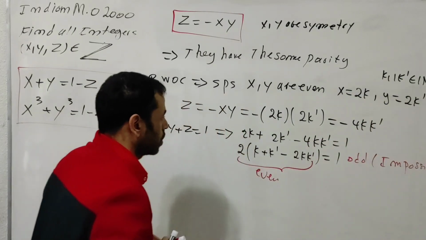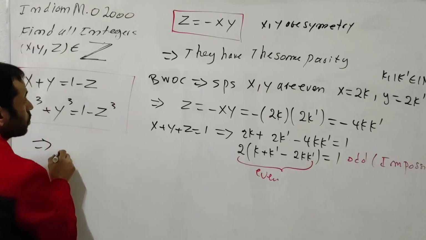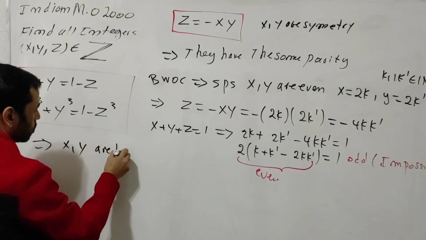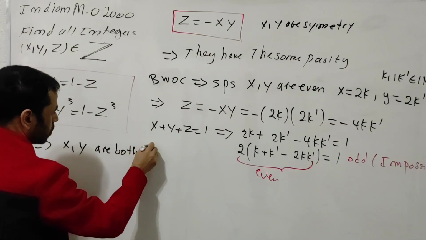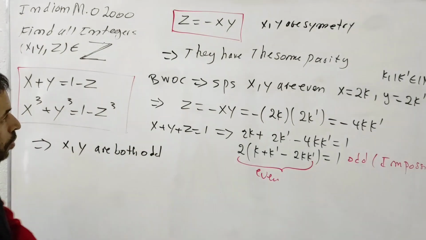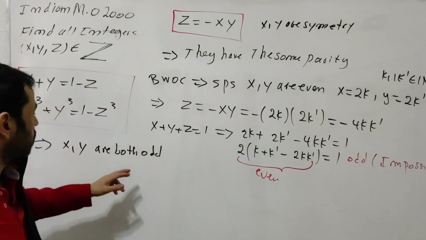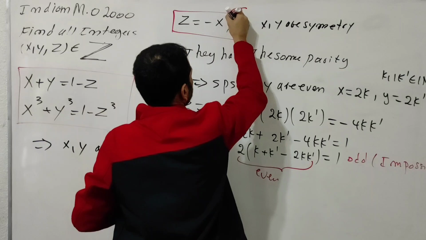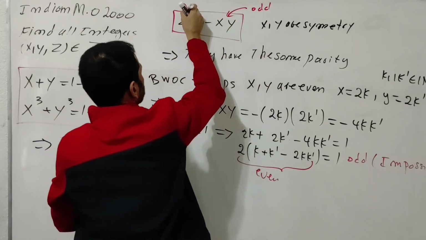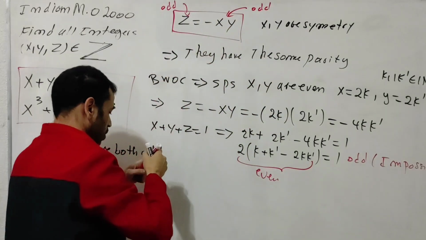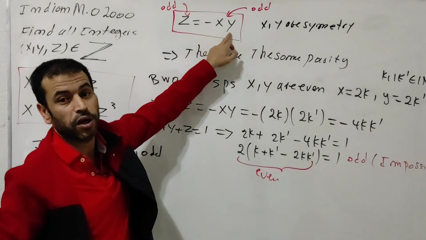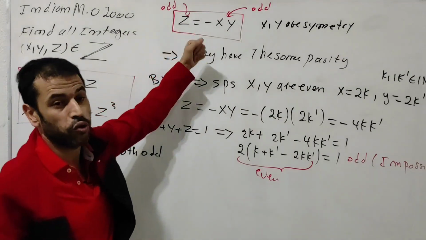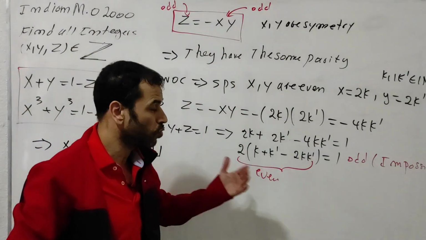Okay, this implies x and y are both odd, because they have the same parity. Since they are both odd, that means z is odd as well, because odd multiplied by odd always gives us odd. So now I know the parity of x, y and z. Now let's move on to the next step.